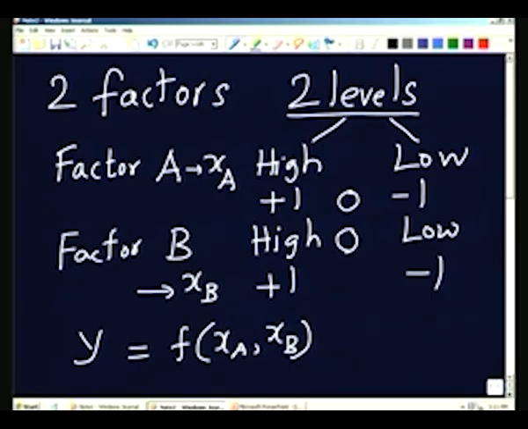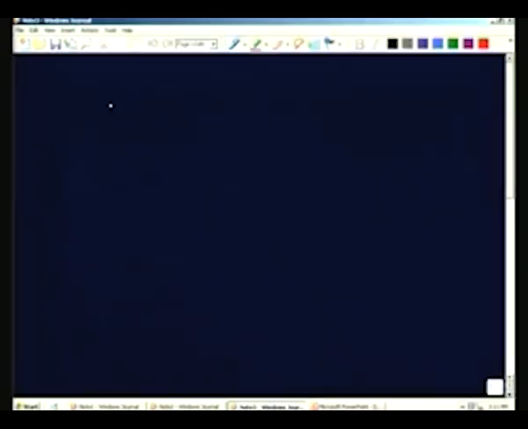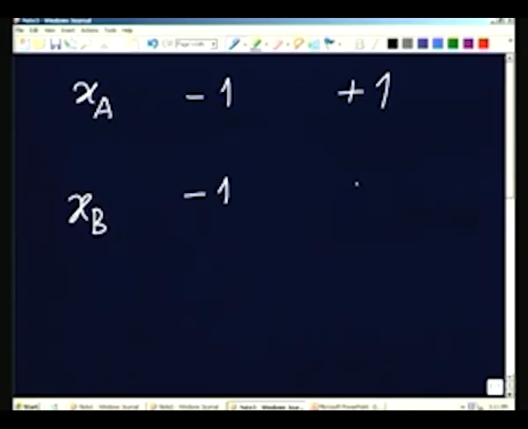So, if you look at the levels, I got a plus value and a minus value, and what I will do is I will indicate it in the next slide in the form of a matrix which is easy to manipulate. So, I will say x A, I am going to have -1, +1, x B, I am going to have -1, +1.